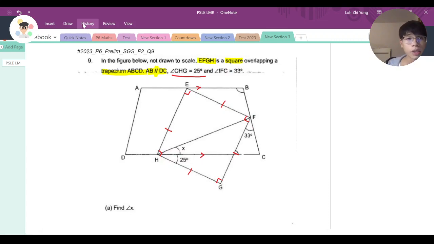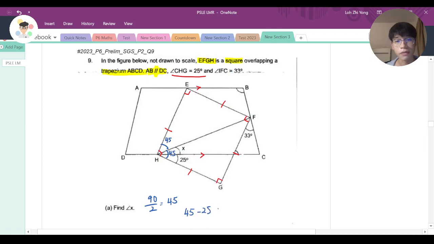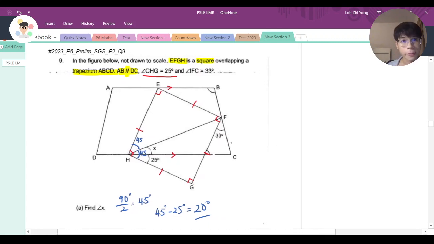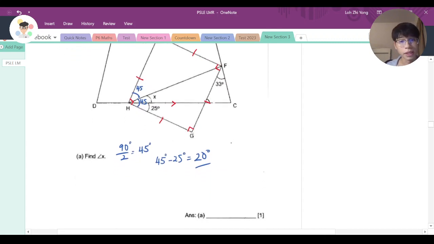Okay, so find X. Interestingly, this is a square and this is like cut into half. So I know that half of it, 90 divided by 2 is what? 45. So I know that here will be 45 and here will be 45. And of course, I know a part of the 45 is 25. X will be 45 minus 25, 20. Okay, let me just put degree. That's all. A is 20 degree. We are done. So let's move on to B.